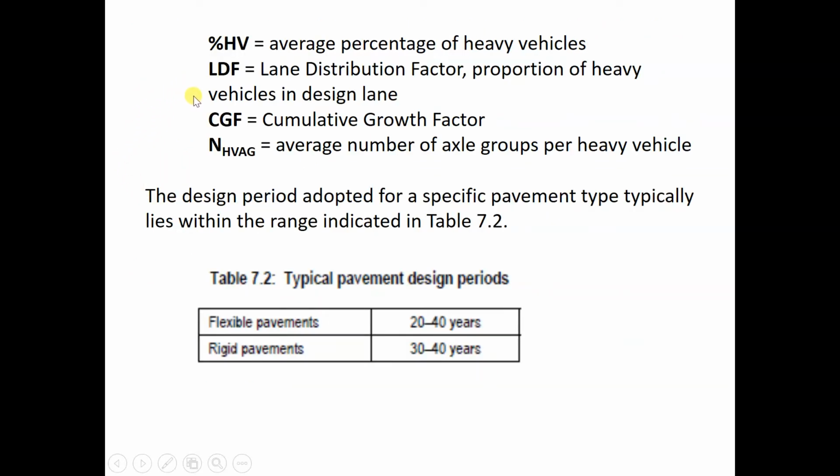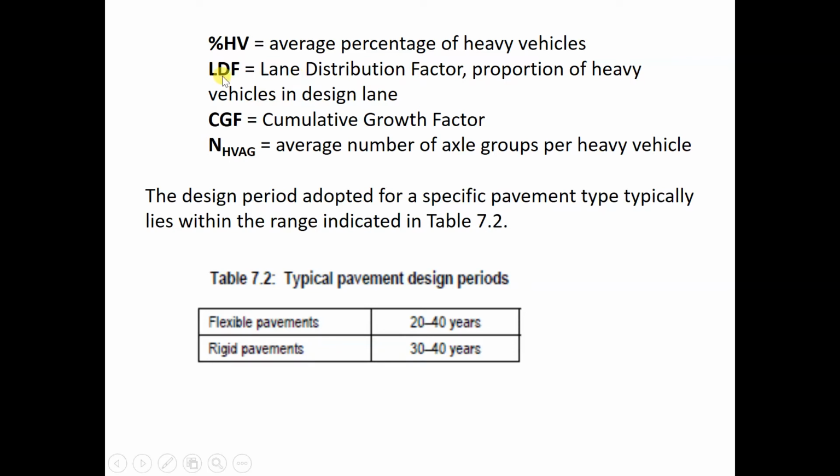Percentage of HV, so average percentage of heavy vehicles on the road. So this one they need to do some counting, they can detect how many heavy vehicles are on the road. Nowadays you put down a tube, or you can just use camera detection. So maybe 10%, 15%, 20% heavy vehicle. The heavy vehicle is based on class 3 truck, with at least two axle.